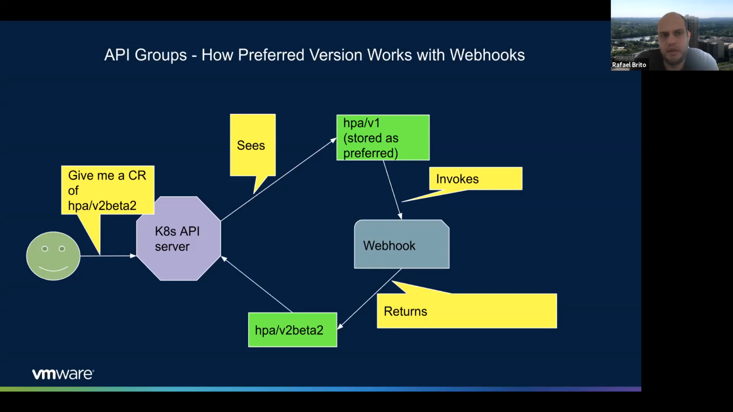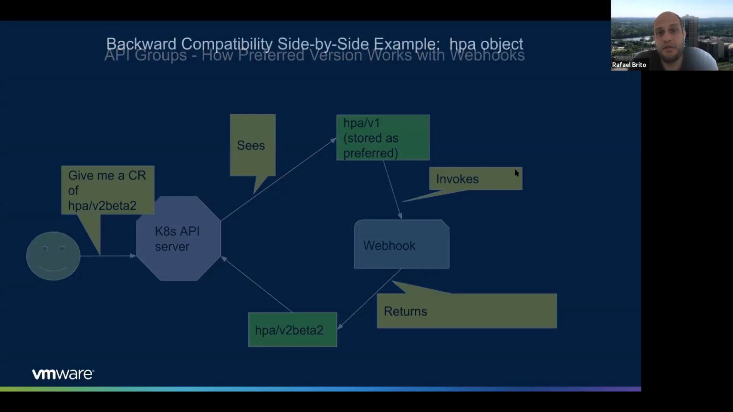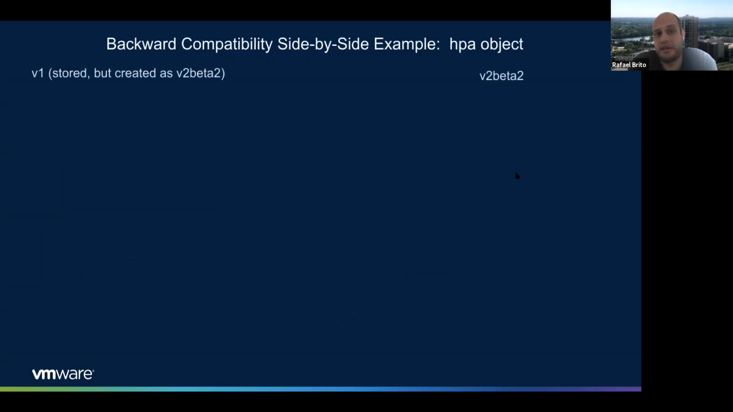Okay. So that's how the magic happens, right? The conversion between the versions. And I've got to tell you, very honestly, for me it was very difficult to understand how this happens. So I put another slide next to see with my own eyes how this conversion happens. I put in two columns the same object, one on the left side, the v1, which is stored, because remember, that's the preferred version for HPA, and v2 on the right side.